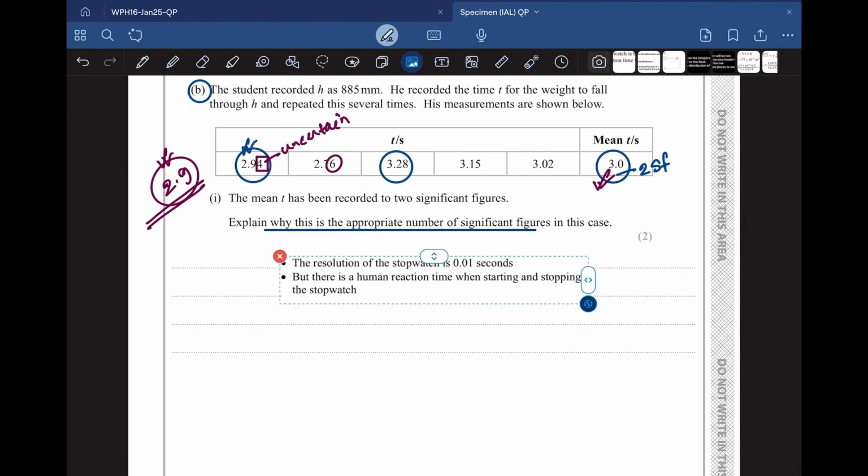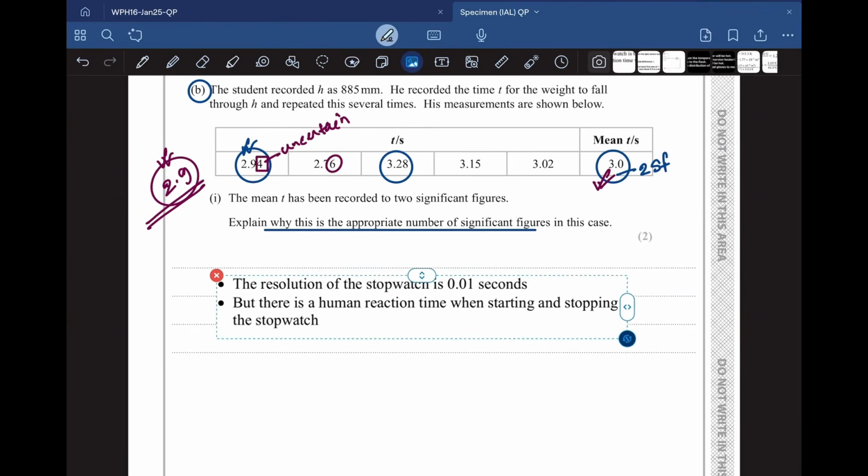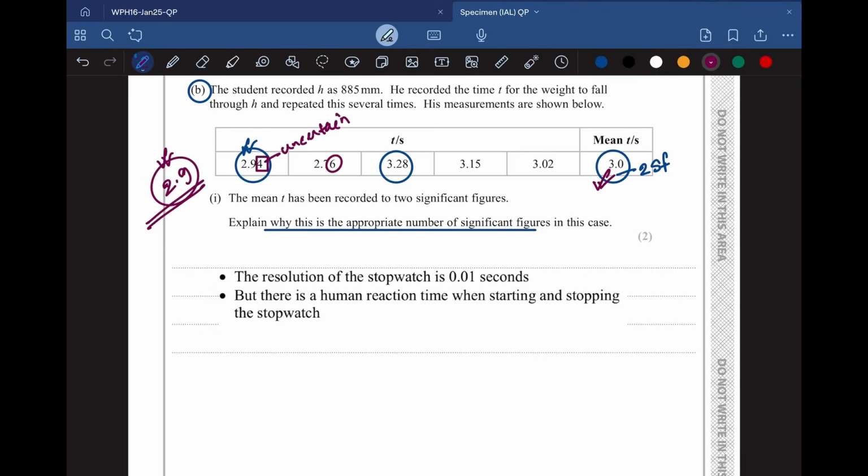Now let's have a look at this answer. We know the resolution of the stopwatch is 0.01. As it has a resolution of 0.01 seconds, we can say the uncertainty will lie in this last digit, right? So that's why we're going to take it in two significant figures. But there is also a human reaction time when starting and stopping the stopwatch. That's why we take two significant figures, to minimize that reaction time uncertainty or error.